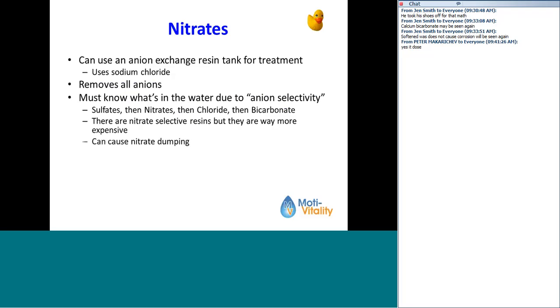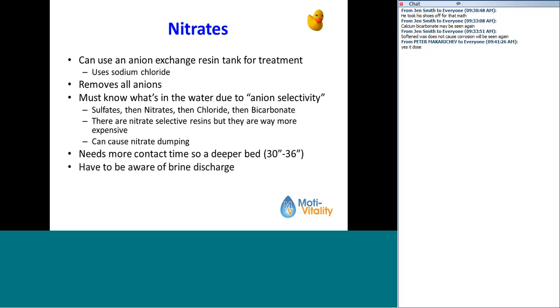And if you have other things in the water, or if you're not regenerating often enough, then you can get nitrate dumping. That means that even if some of the nitrates stick to that resin, if you have sulfates coming in after it, it's going to kick that nitrate off, and the nitrate's going to go on into the water. You do have to be careful about the bed. You need more contact time with an anion resin, so you want a deeper bed. You also need to be aware of the brine discharge and where that's going, because you don't want to put the nitrates back into the ground again. It's best to use potassium chloride with a nitrate removal system if you're draining to a septic tank.